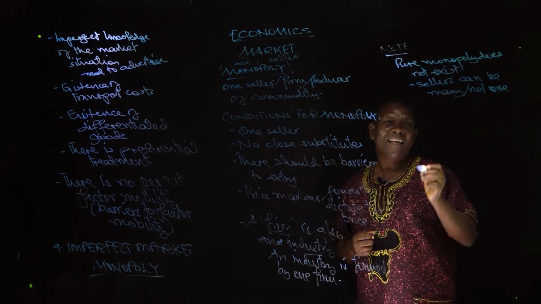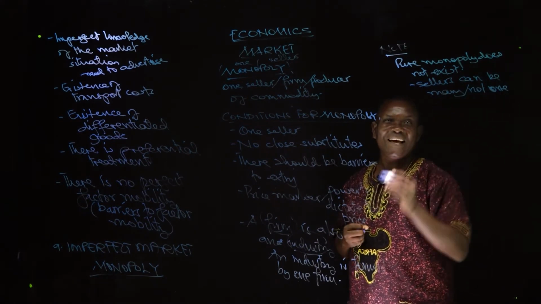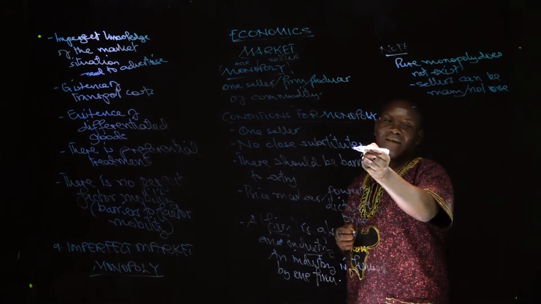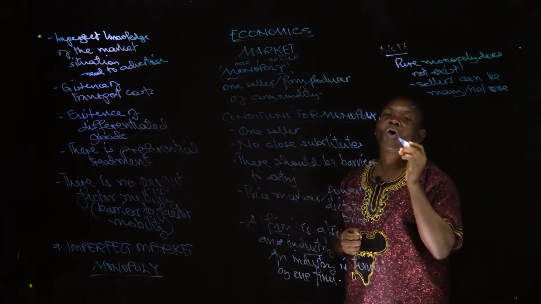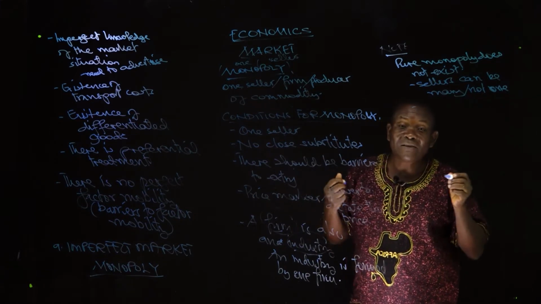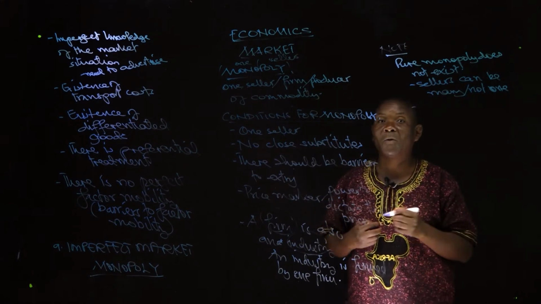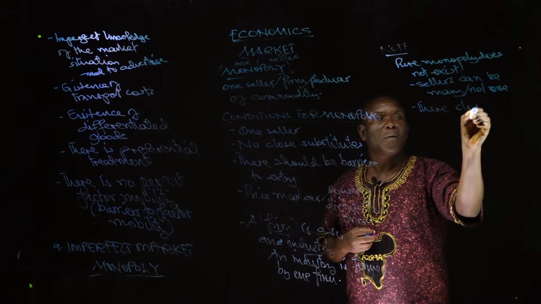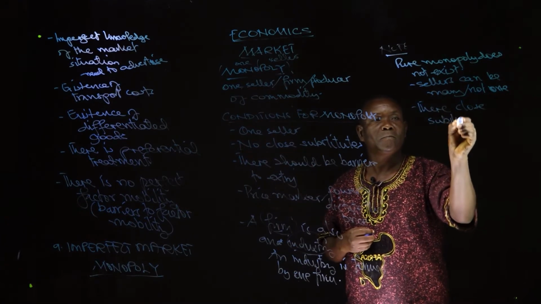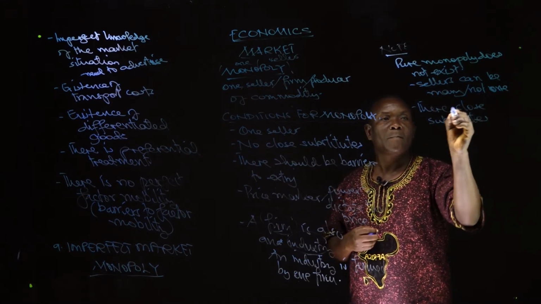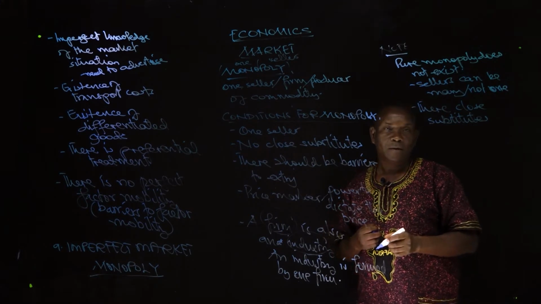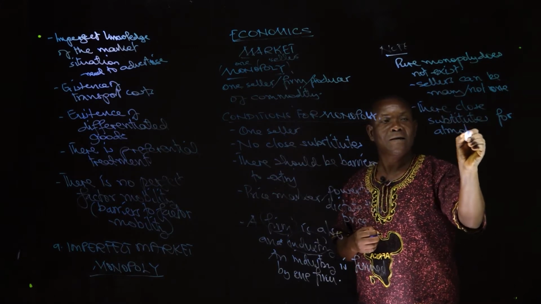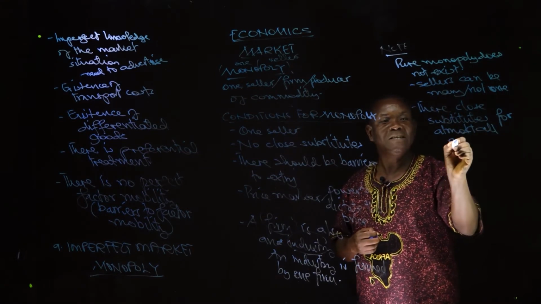Apart from having not one seller, commodities have close substitutes. There is almost a close substitute for every commodity. There are close substitutes for almost all commodities.